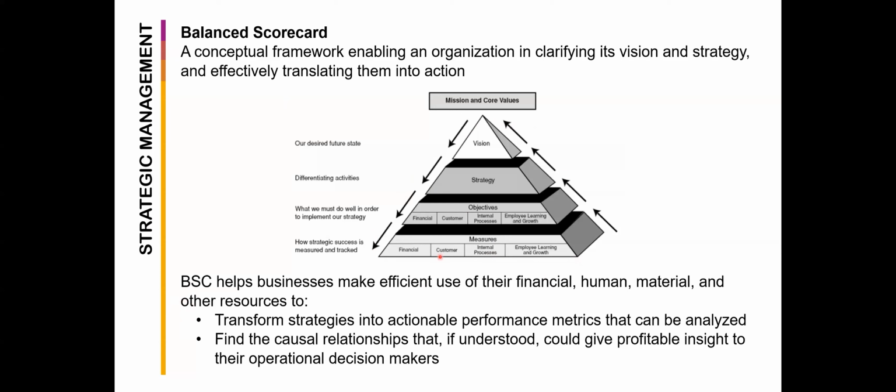Okay, so in this case: financial, customer, internal process, and internal employees. The purpose is to transform strategies into actionable performance metrics that can be analyzed, and also to find causal relationships. If we understand how, let's say, the financial side of supply chain affects the internal process of human resources, or the other way around, possibly, and how they relate to each other, that could give us more profitable insights for operational decision makers.